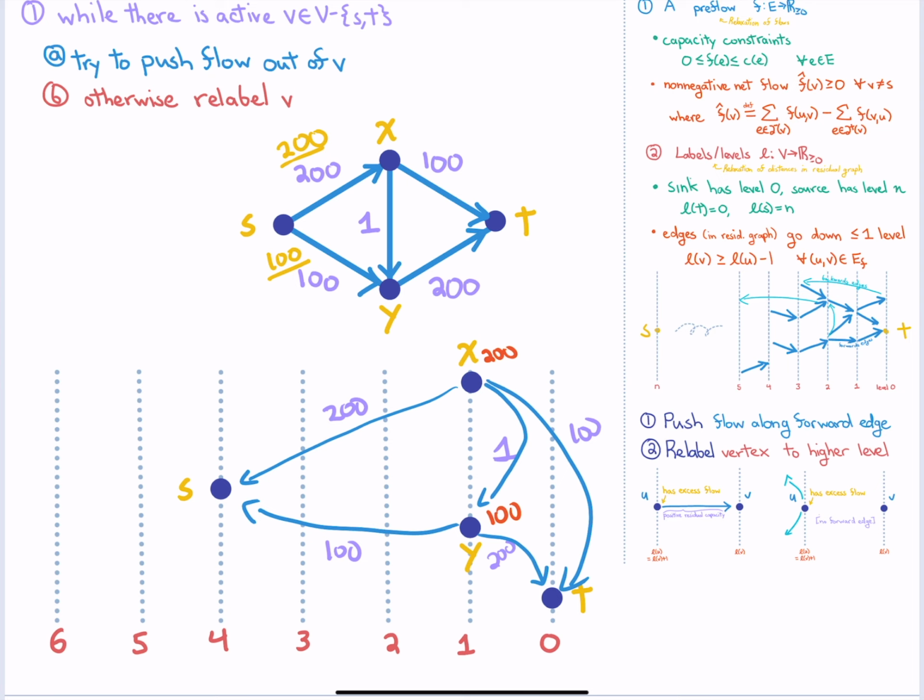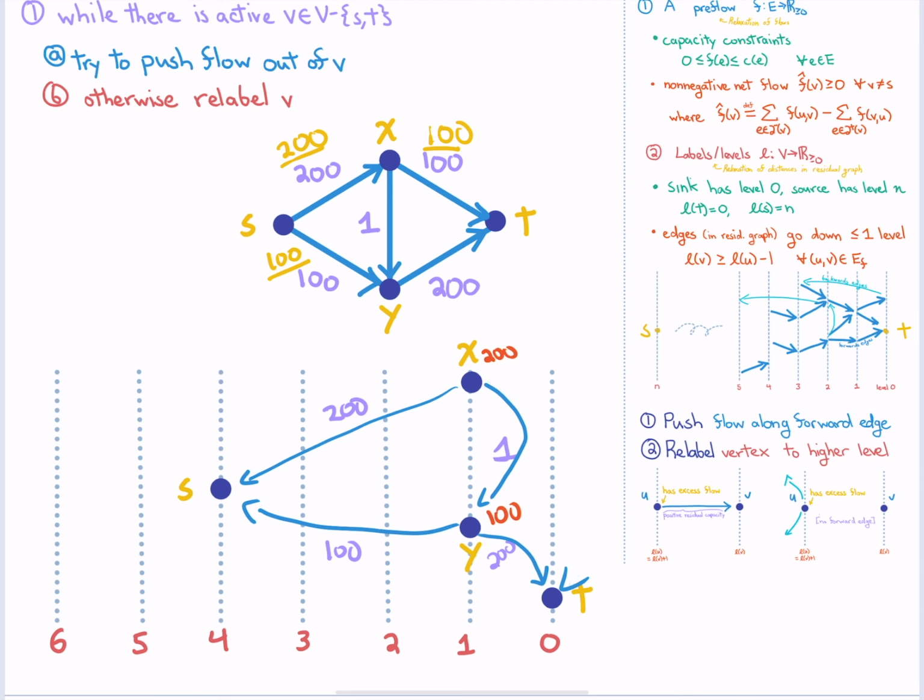And do you want to push or do you want to relabel? Push to? Okay, T. So now the edge from X to T does go down one level, so we can push. We'll push as much as possible. How much can I push? 100, because the capacity of the edge is 100. So we'll do that. I'll push 100 units of flow from X to T.